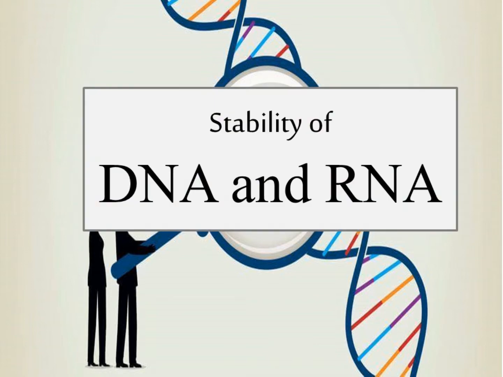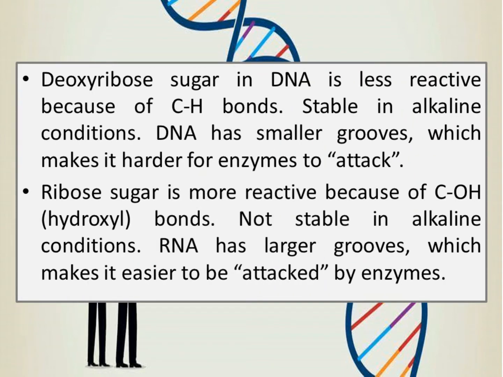Stability of DNA and RNA. Deoxyribose sugar in DNA is less reactive because of C-H bonds. Stable in alkaline conditions. DNA has smaller grooves, which makes it harder for enzymes to attack.